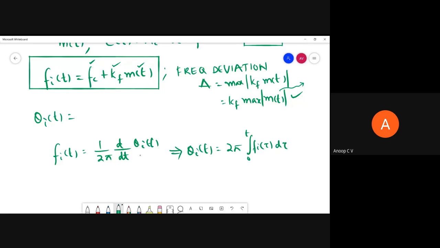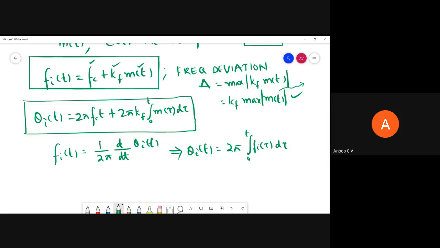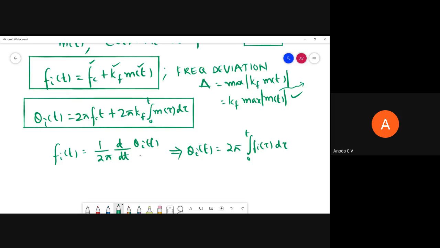So it is 2 pi times, I can write, 2 pi times the integral of fc dt, that will be fc t itself, plus 2 pi times kf into the integral from 0 to t of m of tau d tau. So this will be the instantaneous phase. We have studied this already in the initial classes itself, so we are just recollecting it.